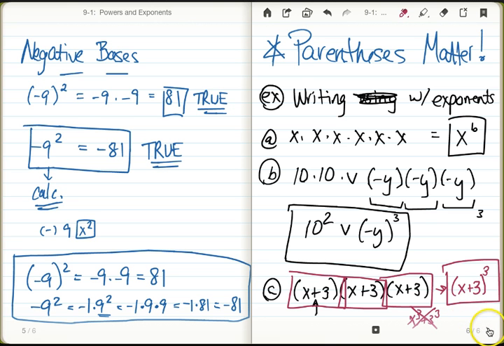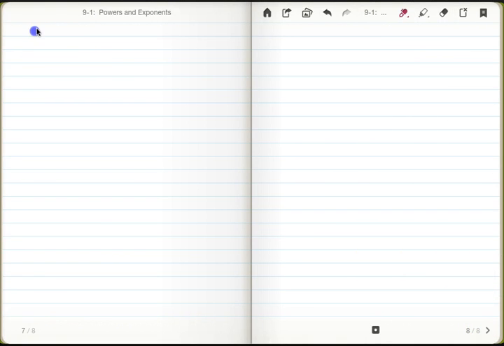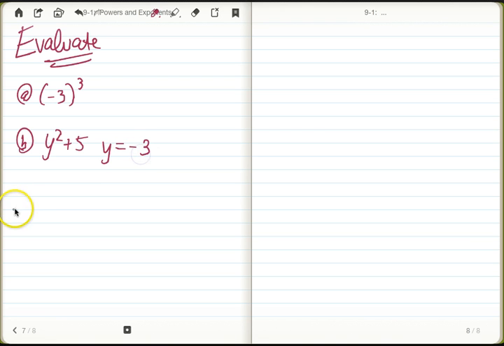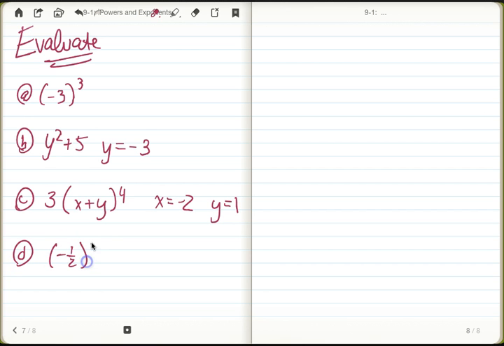Okay, let's go ahead and just evaluate a little bit, and then we'll call it good. We will do a lot of practice with powers in class. So evaluate, of course, means to solve. It will give you negative 3 cubed. And let's say I give you this: y squared plus 5, when y equals negative 3. And 3 times the quantity x plus y to the 4th, if x is negative 2 and y is 1. And I'll give you one more, negative 1/2 squared.